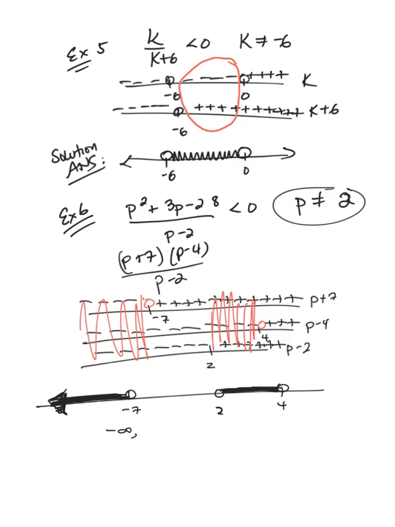We have -infinity to -7, or 2 to 4, not including the endpoints. So that would be the interval notation.